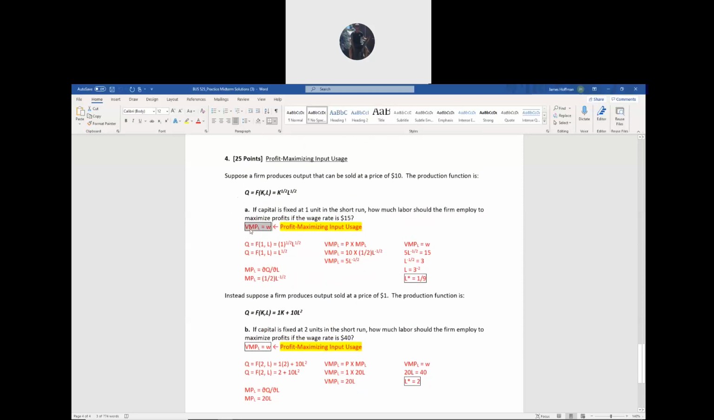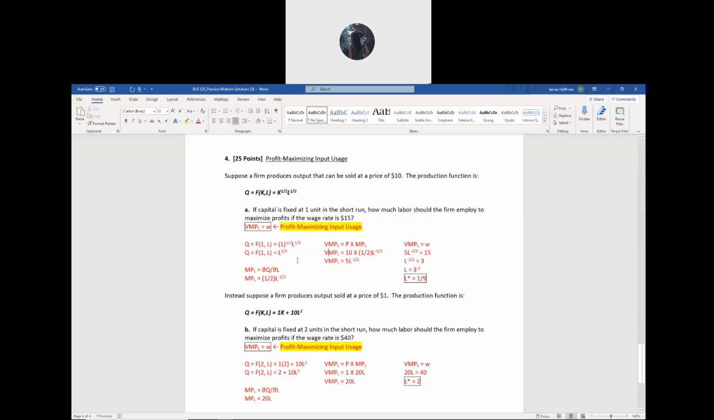So first, plug in your fixed value of capital. Okay, so Q as a function of capital, which is 1, and labor is 1 to the 1/2 times L to the 1/2, and that simplifies to L to the 1/2. Calculate the MPL, which is dQ/dL, and that's just 1/2 L to the minus 1/2. So here's our MPL.